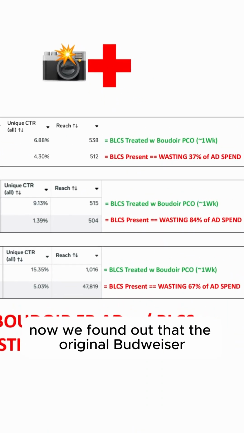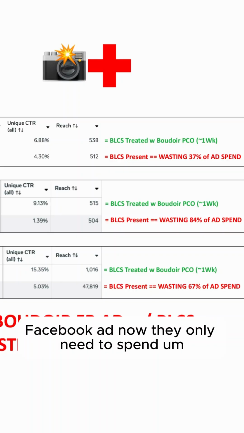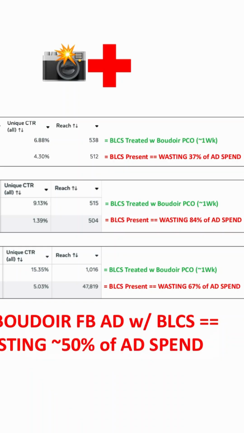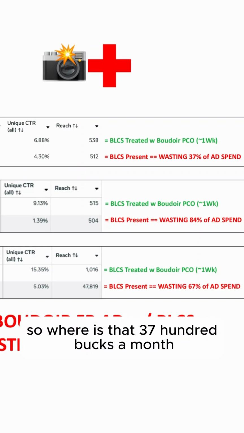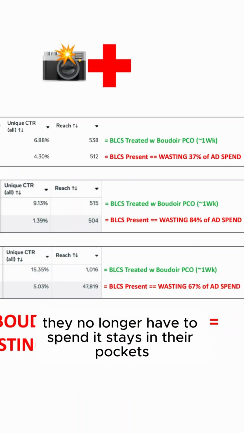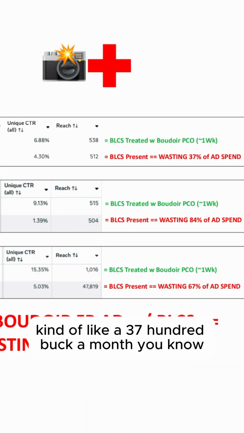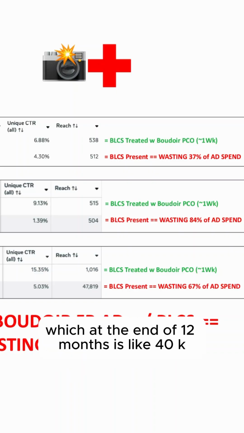Now we found out that the original Boudoir Facebook ad was wasting 37% of ad spend. So if they're spending 10 grand a month on the original Boudoir Facebook ad, now they only need to spend 6,300 bucks a month on the Boudoir Pico treated ad to get their ad into the same number of women's brains. So that 3,700 bucks a month that was being 100% wasted, they no longer have to spend it, it stays in their pocket. It's kind of like a 3,700 buck a month phantom bonus, where they don't have to do anything, which at the end of 12 months is like 40K.